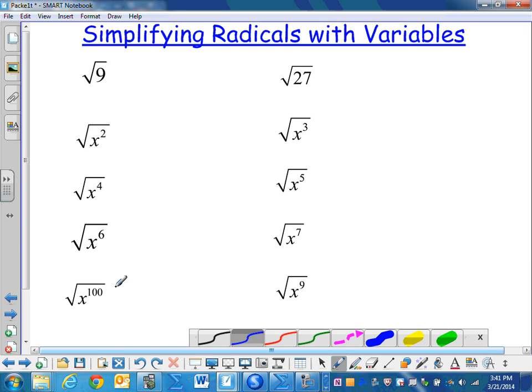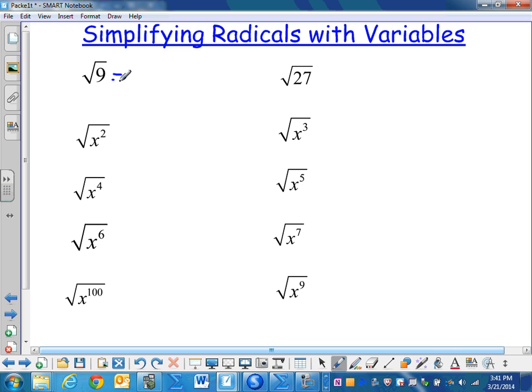Simplifying radicals with variables. You simplify radicals with variables in the same fashion that we simplify numbers. So let's look at a number. The square root of 9 is equal to the square root of 3 times 3. There's one pair of 3 as factors underneath the radicand, so the square root of 9 is 3.